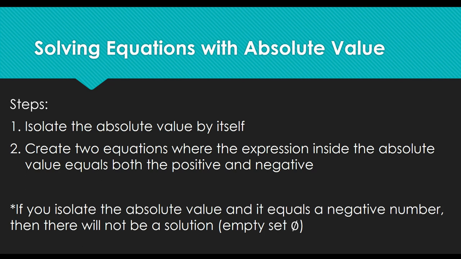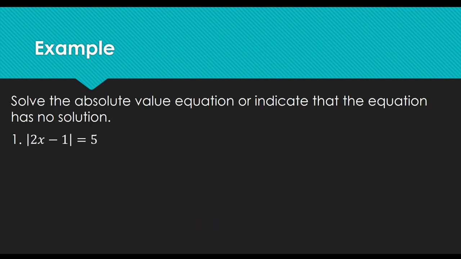However, when you start the isolation process, if you end up with the absolute value equaling a negative value, well, you can't do that because, like I said, when you take the absolute value of a number, it's only going to end up being a positive value because we're describing distance. So if you have an equation where the absolute value of a number equals something as a negative number, well, then right off the bat, we know it's the empty set. All right, we're going to solve, and then we'll indicate whether or not there are no solutions.